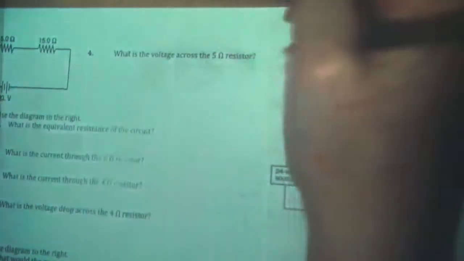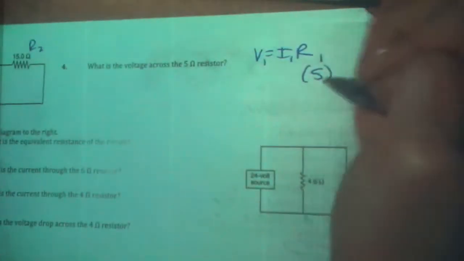Alright, number 4, voltage across the 5 ohms. We're going to plug into V equals IR. Let's call this R1 and R2. I'm looking for the first voltage drop. I know R1 is just 5, which means I need to find I1.